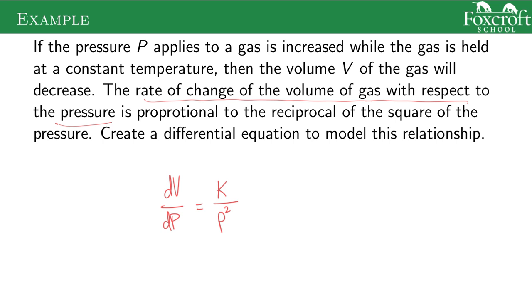So again, if we break down the pieces, this piece, the rate of change of the volume with respect to pressure, is that. Proportional is going to tell me there's going to be this k. Reciprocal tells me it's a fraction, and then the square of pressure is p squared. So that's all the pieces going together to make this differential equation. Again, it's a differential equation because on the left-hand side we have this derivative.